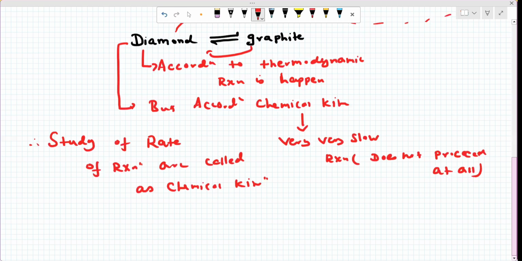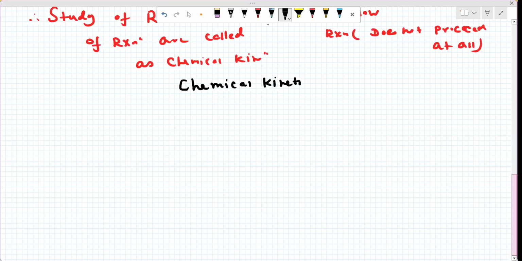Okay. See, now what is the main goal? Generally, chemical kinetics deals with two levels.